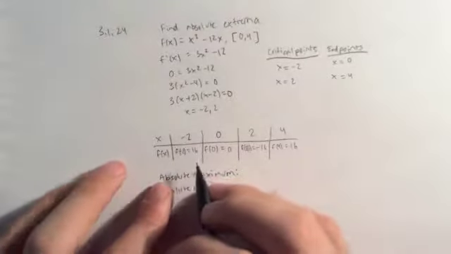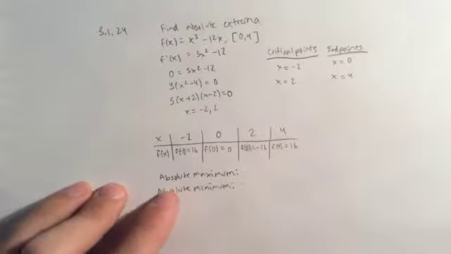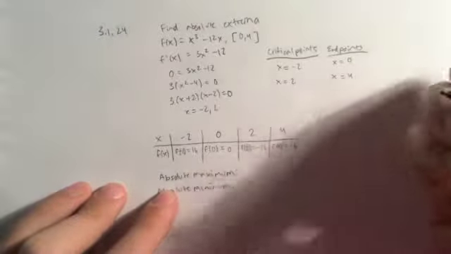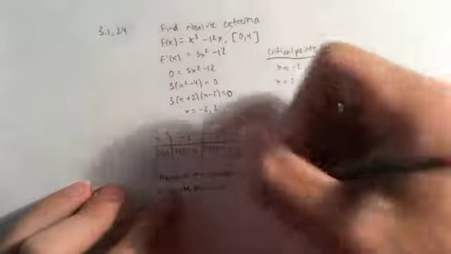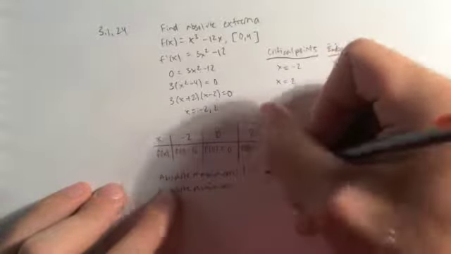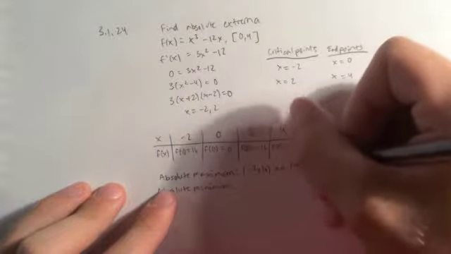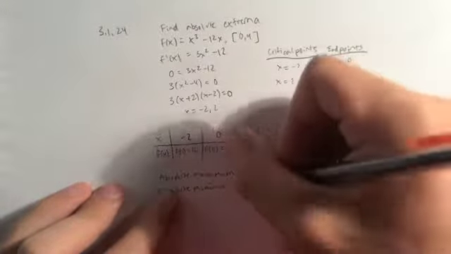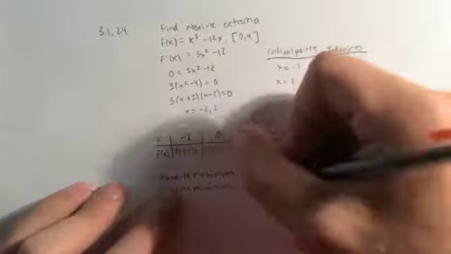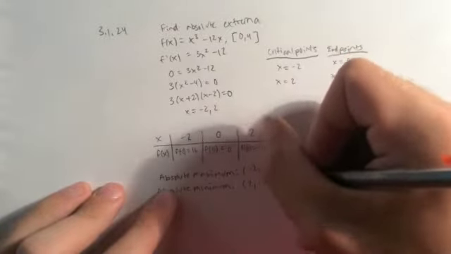So now you see that there are two positive 16s, and those are also the maximum values, so you're going to have two absolute maximums at negative 2, 16, and at 4, 16. And you're going to have one absolute minimum with this negative 16, and it's going to be at 2, negative 16.